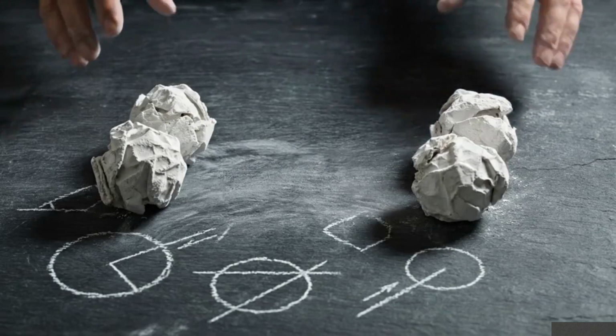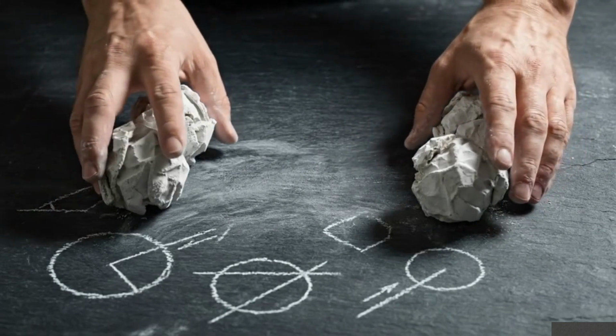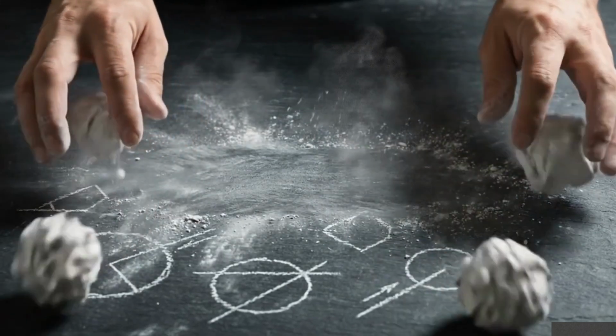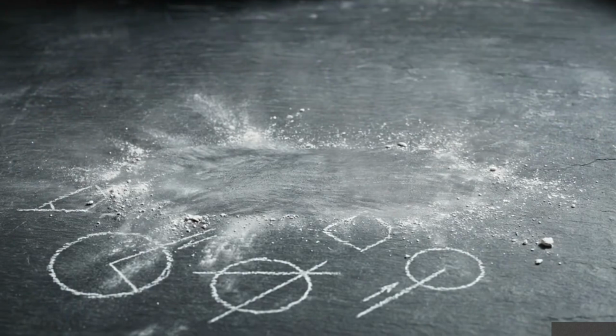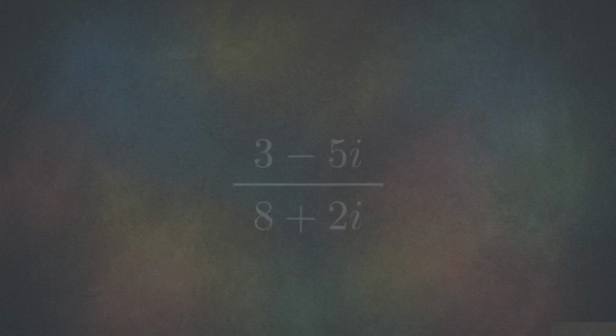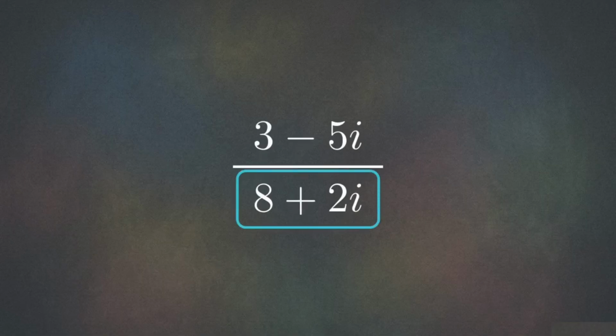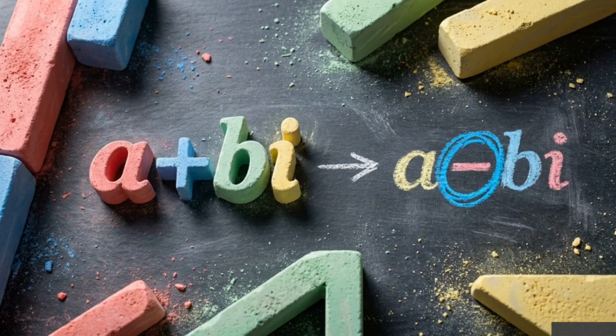Even though the initial setup looks complex, clearing the imaginary unit from the bottom of the fraction relies on a specific, repeatable process. We begin by looking at the denominator. That 8 + 2i is what's preventing the fraction from being in standard form. To address this, we use a tool called the complex conjugate.